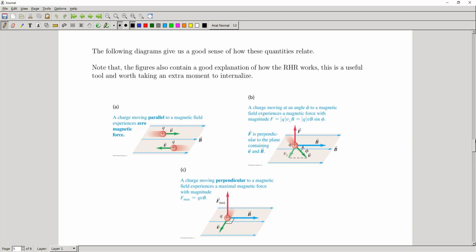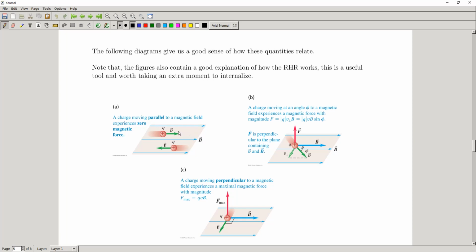So the right-hand rule is going to be a tool that allows us to determine the direction in which our F is pointing if we know the direction of V and B. Okay, so let's start going through these diagrams that we have here. So in figure A here, we have a charge moving parallel to the magnetic field, right? So first we have our Q, we have our V pointing in this direction, and we have our B pointing in this direction.